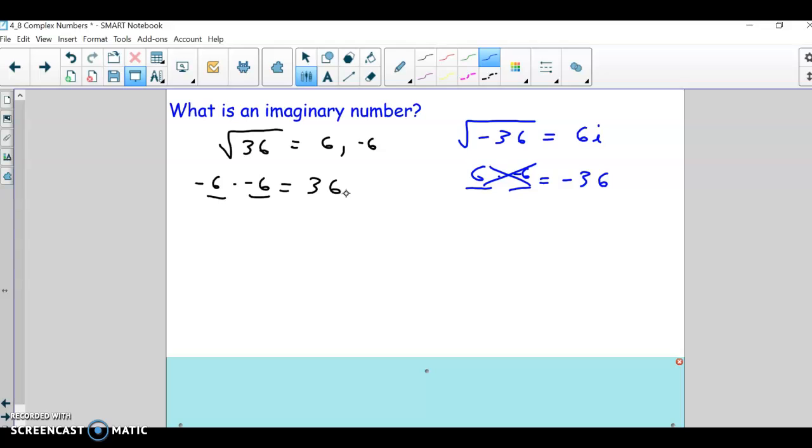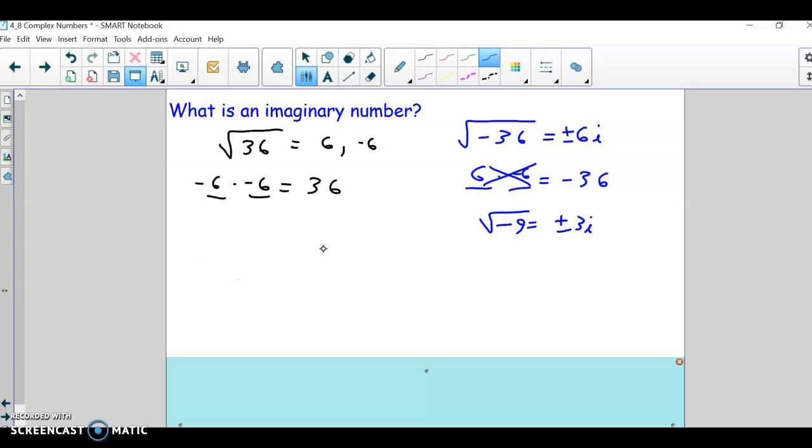So instead of being plus or minus 6, this is technically plus or minus 6i. One of the ways to think of imaginary numbers is they allow us to do square roots of negative numbers. Like the square root of negative 9. The square root of regular 9 is plus or minus 3, so this one's just plus or minus 3i.